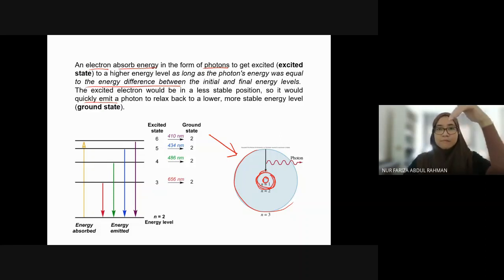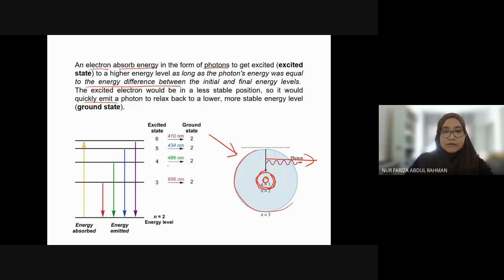So from higher energy to lower energy, in order to do so, it needs to release the energy in the form of a photon. So the energy released will be emitted in the form of colored light, in the form of colored light.